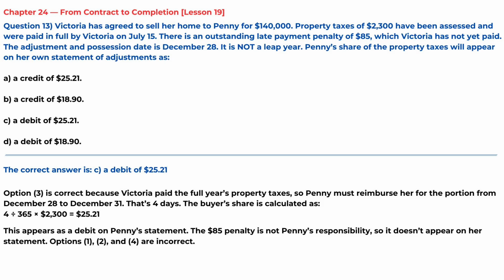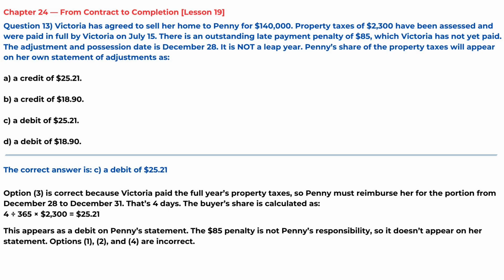Property taxes of $2,300 have been assessed and were paid in full by Victoria on July 15th. There is an outstanding late payment penalty of $85, which Victoria has not yet paid. The adjustment and possession date is December 28th. It is not a leap year. Penny's share of the property taxes will appear on her own statement of adjustments as. The correct answer is C, a debit of $25.21.